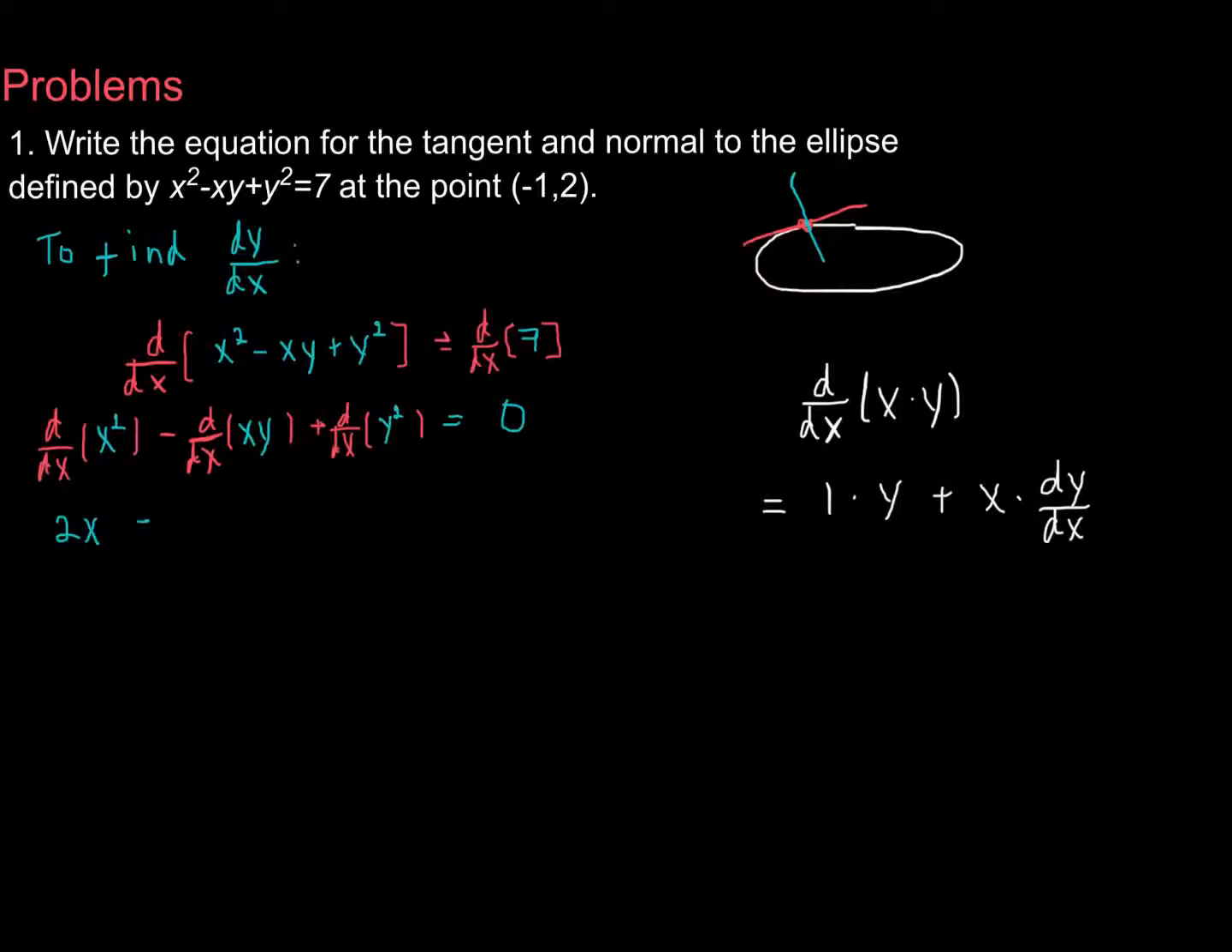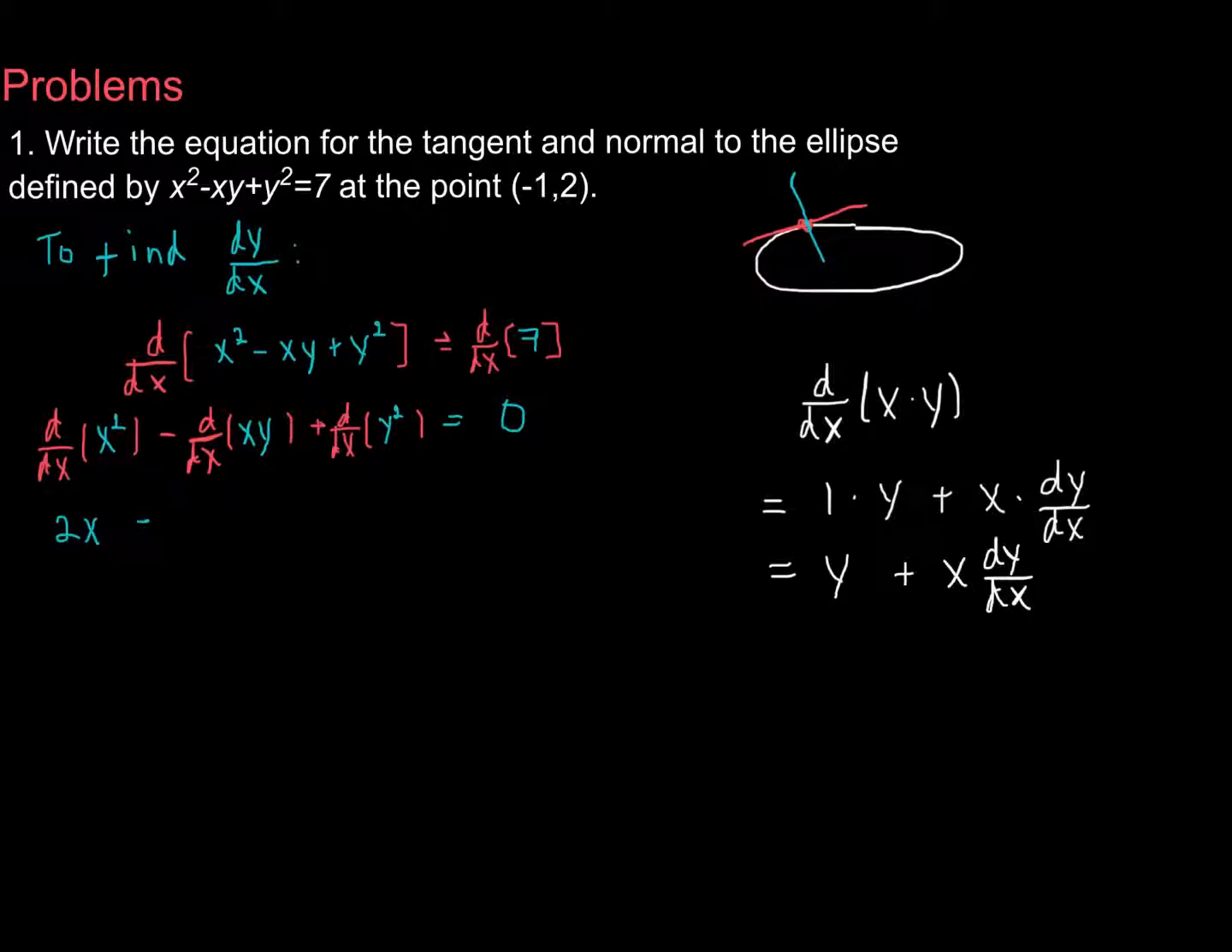Notice, of course, that there's no need to use the chain rule here, because I'm thinking of this as just y to the first power. So there's no outside function here. This is just y, which is a function of x. And so the derivative of y with respect to x is just dy dx, whatever that is. So I have y plus x dy dx.